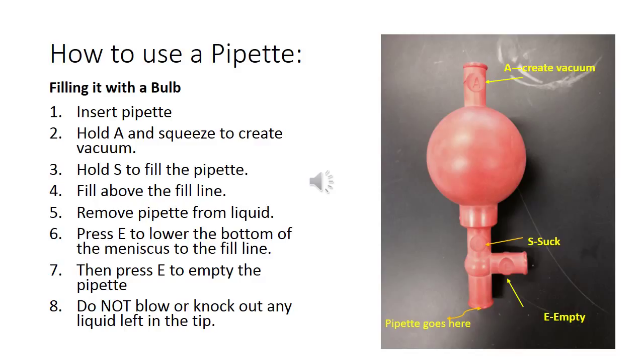Now you're going to move the bottom of your pipette to your other container and drain all the liquid from the pipette by holding the E button. You'll hold the E button, the liquid will come out of the pipette. What you'll notice is that there's a little bit of liquid left in the tip of your pipette. Pipettes are made to contain that little bit of extra liquid, so don't knock it out or blow it out using the bulb. Now that's really hard to understand just reading my words and listening to me talk.